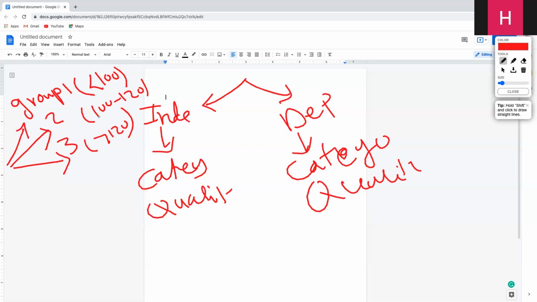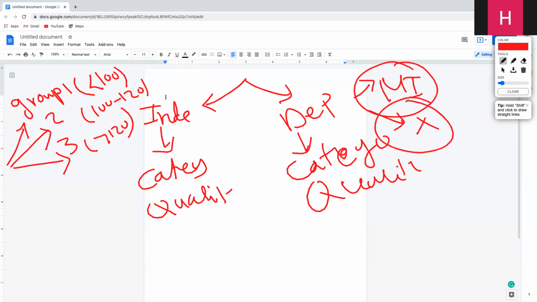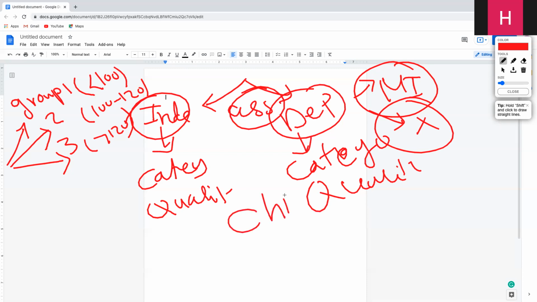So I want to find the association between LDL, which will serve as the independent variable and is categorical, and the development of MI. Do you have MI or you don't have MI? So this is categorical, 2 categories: people who developed MI and people who did not develop MI. So I am doing the association between a categorical independent variable and a categorical dependent variable. So this is chi-square.